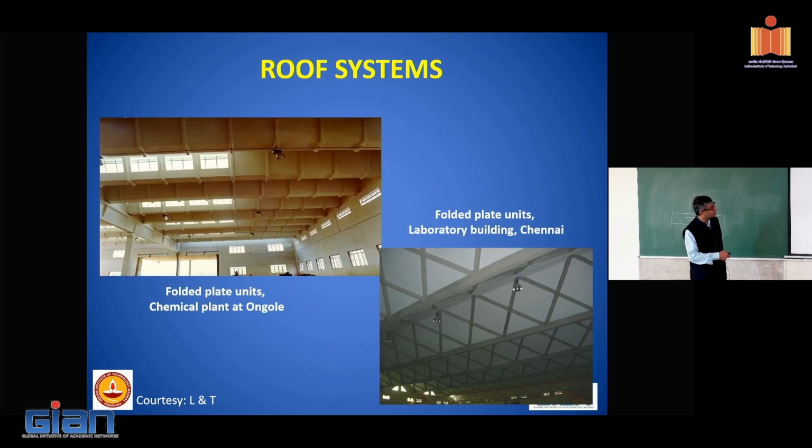Folded plates, again, this is an industrial structure. A folded plate roof, and this is a laboratory structure where they have also used diamond stiffeners for the folded plate.